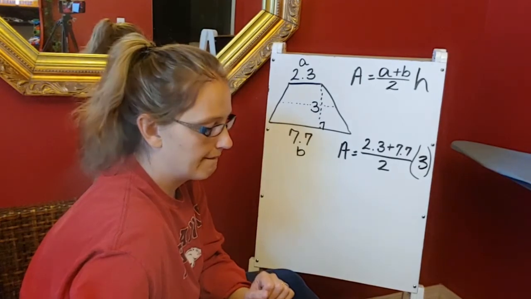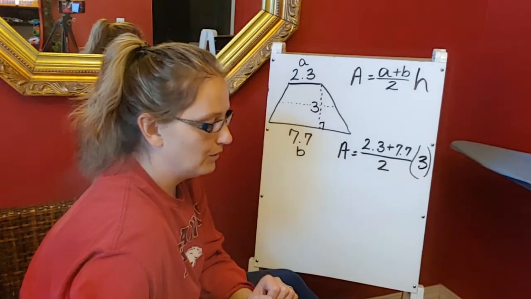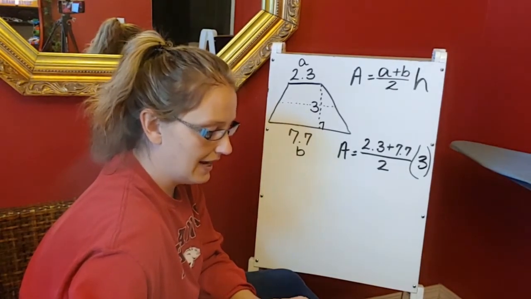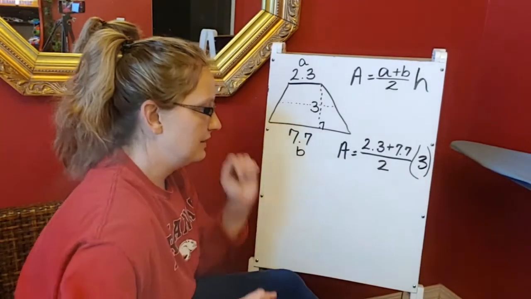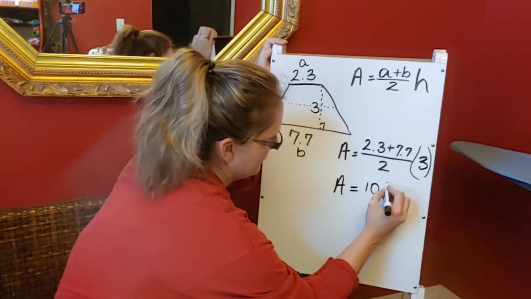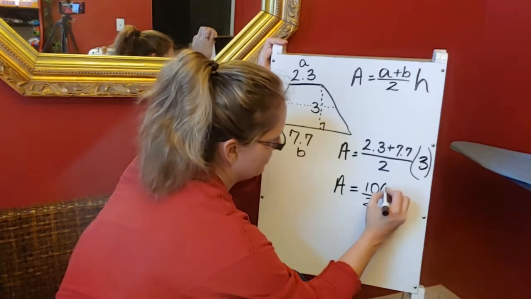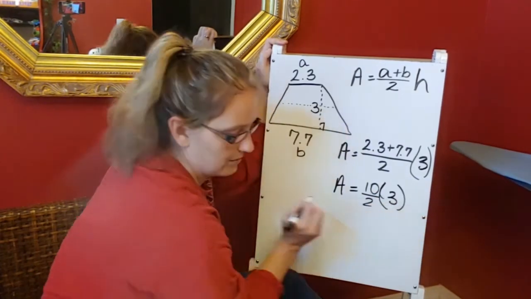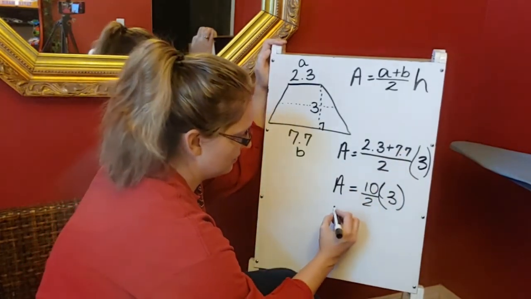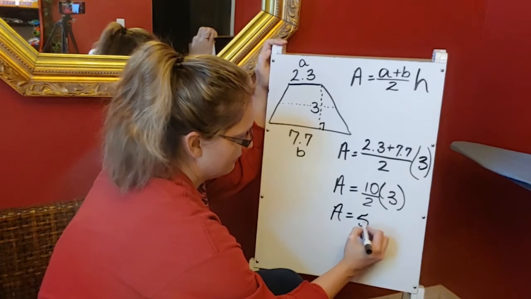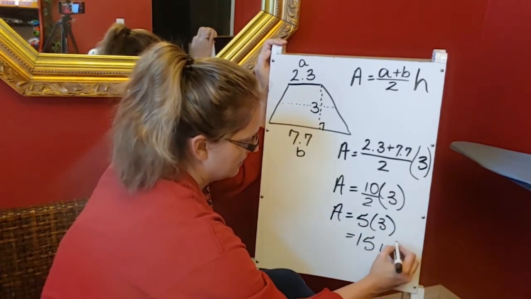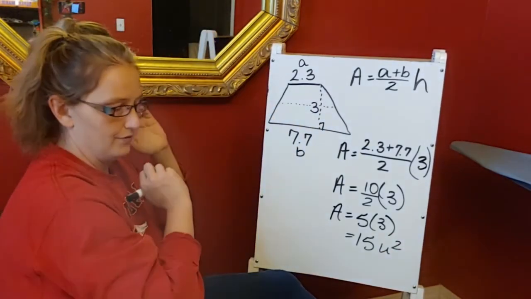Oh, I multiplied it. No wonder that looked funny. 2.3 plus, not multiplied by, 7.7 gives me 10. So area equals 10 divided by 2 times 3. So all I did was add the top here. If I take 10 divided by 2, that gives me 5 times 3, which gives me 15 units squared.